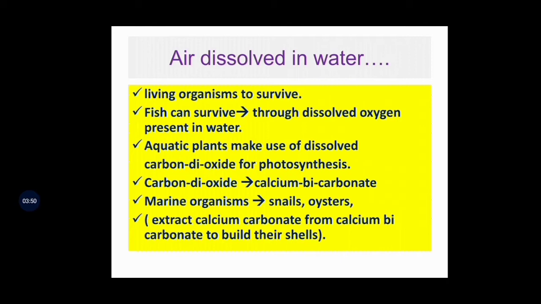When you talk about aquatic plants, they make use of dissolved carbon dioxide for photosynthesis. Then carbon dioxide dissolved in water reacts with limestone to form calcium bicarbonate. So that the marine organisms like snails, oysters and others extract the calcium carbonate from calcium bicarbonate to build their shells. So these are some of the uses of dissolved air in water.